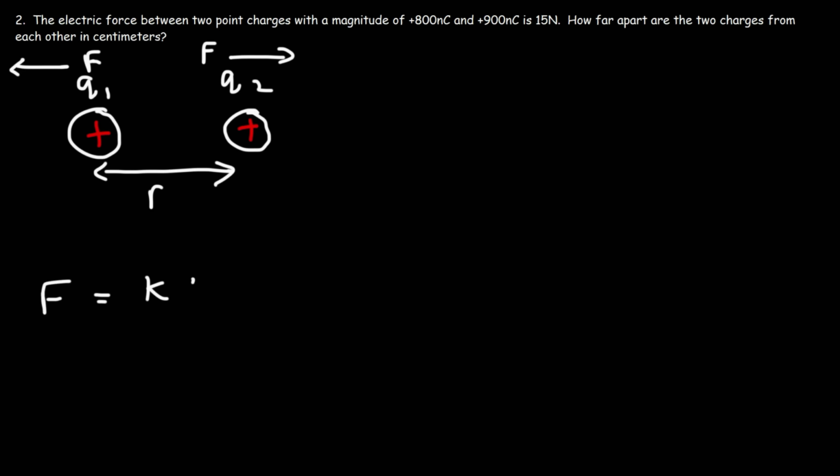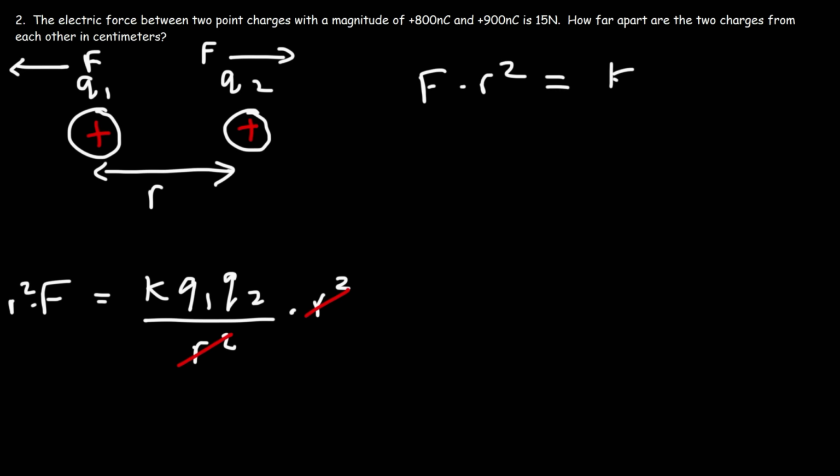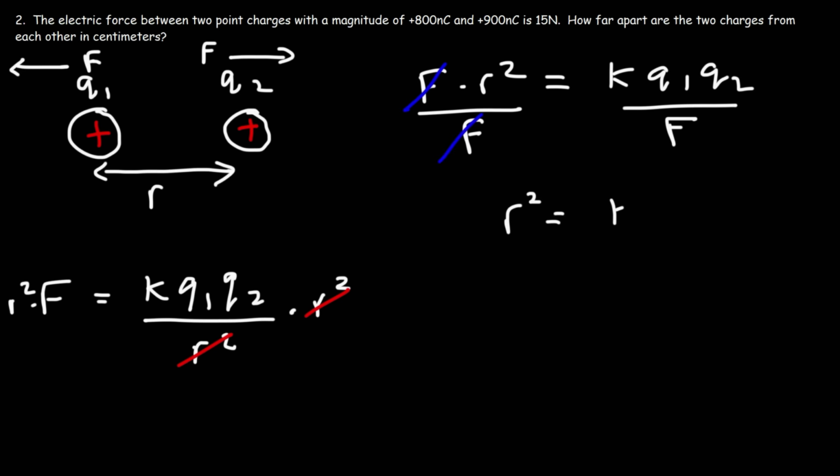Well, let's start with Coulomb's law. F is equal to K Q1 times Q2 over R squared. So what we're going to do is isolate R in this equation. To do that, let's multiply both sides by R squared first. So these will cancel, and we're going to get F times R squared is equal to K Q1 Q2. Now let's divide both sides by F. So this will give us R squared is equal to K Q1 Q2 over F.